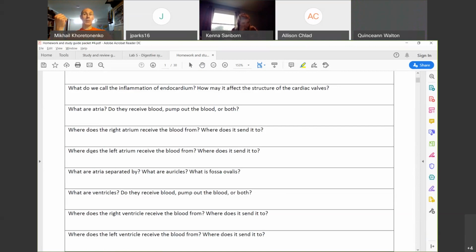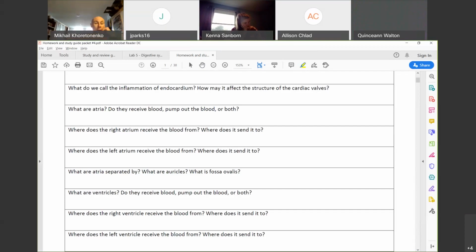This blood is still deoxygenated. It's part of the pulmonary circuit. Blood reaches the lungs, gets saturated with oxygen, and comes back to the left atrium through the pulmonary veins. The left atrium squeezes the blood through the mitral valve into the left ventricle, and the left ventricle pumps that oxygenated blood through the aortic valve into the aorta, into the systemic circulation.